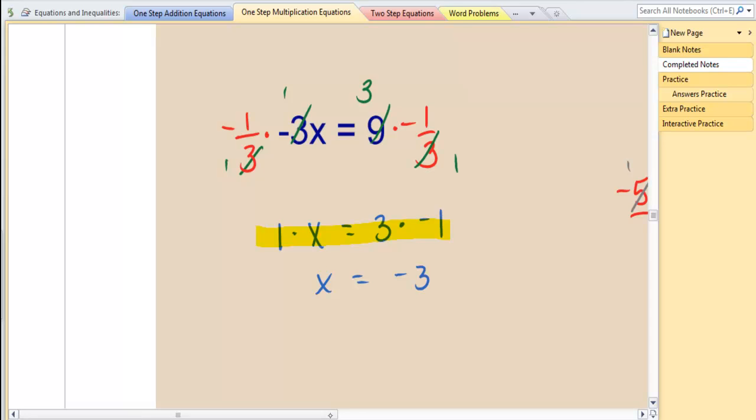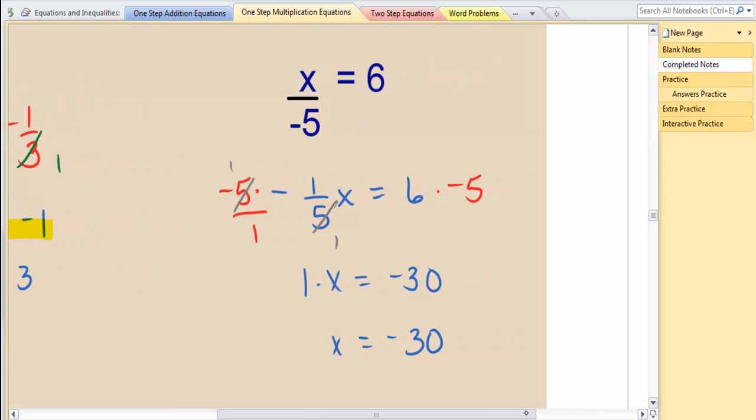That's up to you. The next equation, I have x divided by negative 5 equals 6, which is the same as negative 1/5 x equaling 6. I multiplied both sides by the reciprocal of negative 1/5, which is negative 5. I end up with 1 times x equaling negative 30. Again, you can skip this identity step if you'd like, and x equals negative 30. I do want to see all the other steps, however, in both problems.